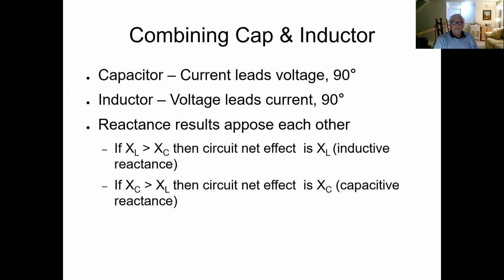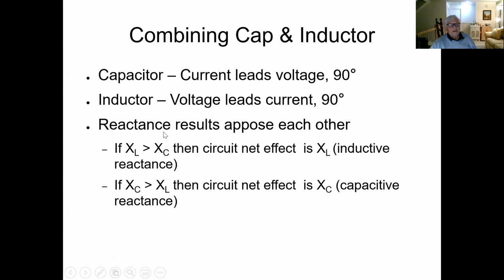But supposing we combine the capacitor and inductor. Well, the capacitor current leads by 90 degrees, whereas the inductor voltage leads the current by 90 degrees. So the reactances oppose each other. One lags and the other leads. So the total interaction depends on which one is going to be stronger.